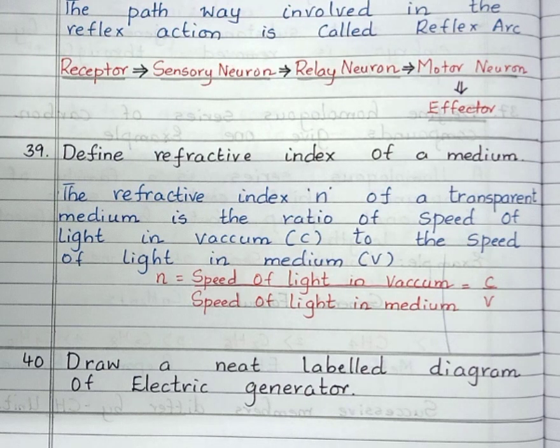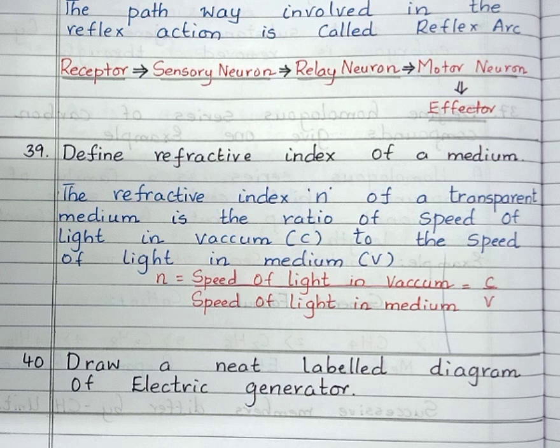Next question. Define refractive index of a medium. The refractive index n of a transparent medium is the ratio of speed of light in vacuum to the speed of light in the medium, which is equal to c by v, where c is the speed of light in vacuum and v is the speed of light in the medium.